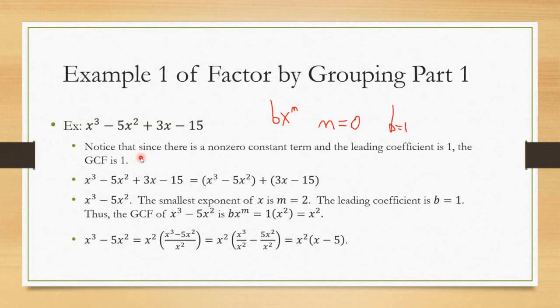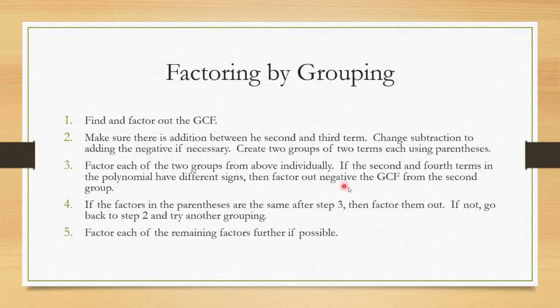If you look at the next line, notice what I'm doing here. I'm forming 2 groups of 2. And there's addition between the second and third term. That's good. Also, you want to look at the second and the fourth term. If they're opposite in sign, you will have to factor out a negative from the second group. I think I might have skipped that in the beginning. I do apologize. Let me see. Oh, it is here, though.